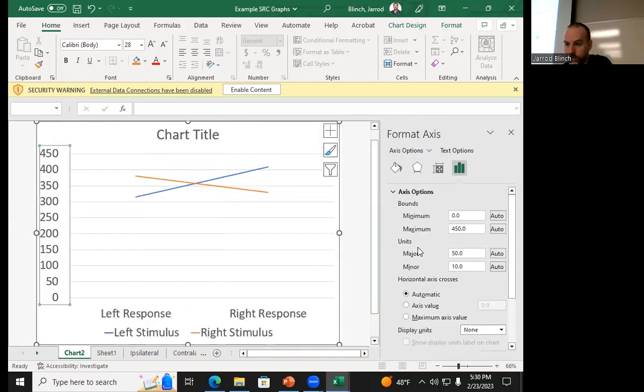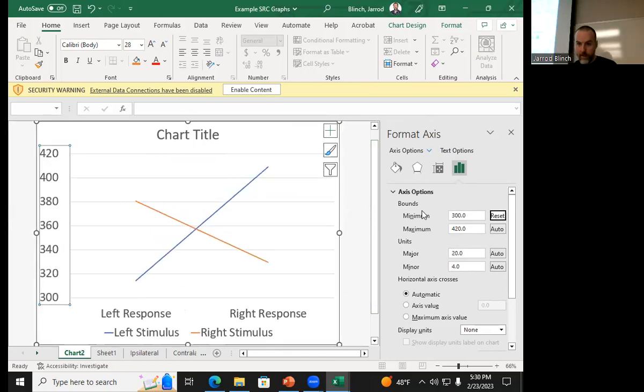That axis. Let's try starting at 300. That looks pretty good. I don't need this many labels here. I usually like to keep to 6 or fewer. So if we maybe go up by 40s, there you go. So that's looking cleaner already.